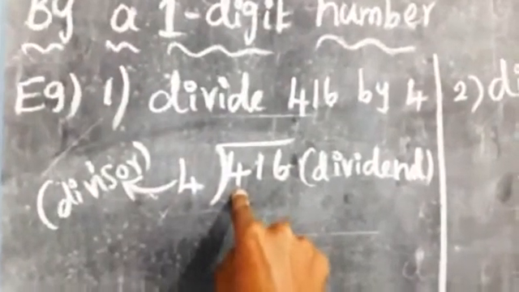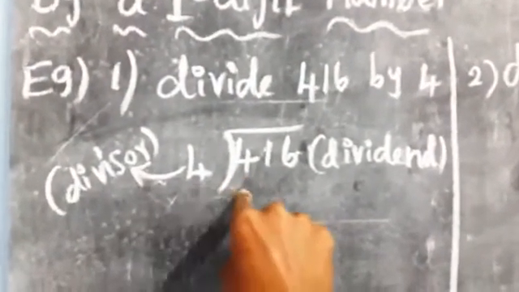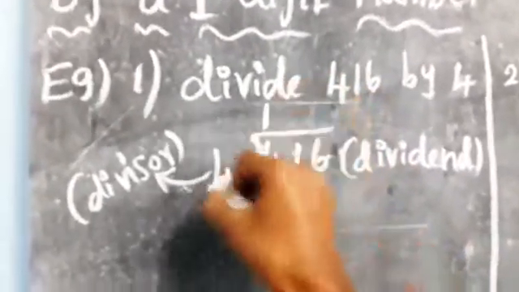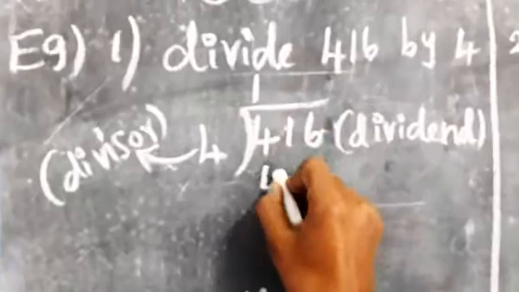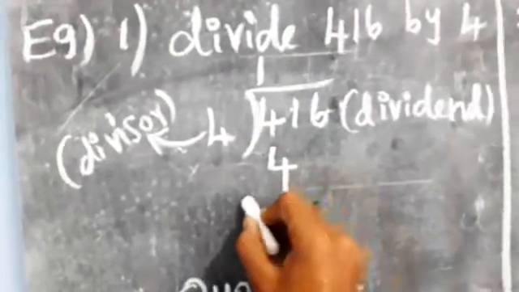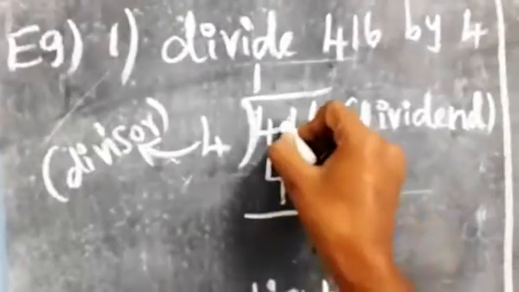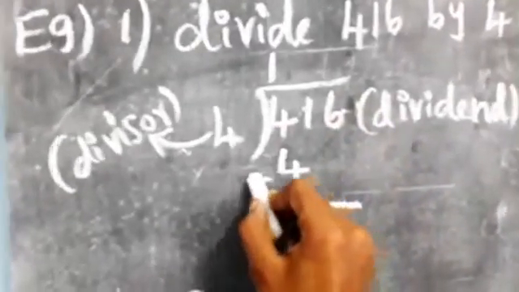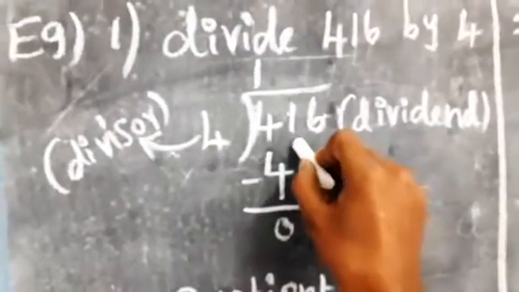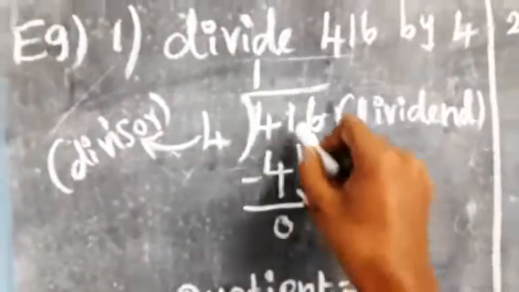First you have to take one digit. Here 4, here 4. How many 4s are there? Yes, one 4. One 4 is 4. So you write the number 4. Now we subtract: 4 minus 4. Yes, 0. Now bring down the next number.